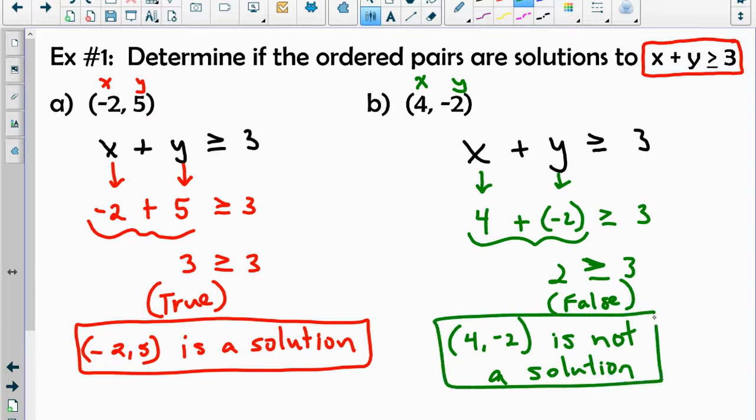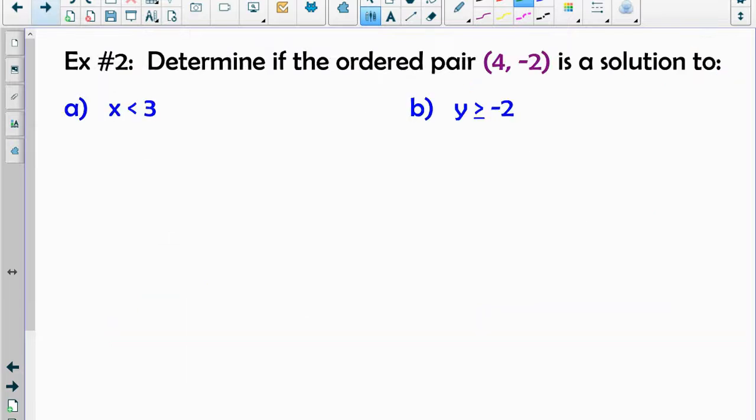All right, so if it makes the inequality true, the ordered pair is a solution. If it makes the inequality false, the ordered pair is not a solution. Now, for example 2, we have an ordered pair 4 comma negative 2, and we're going to determine if it is a solution to these two different inequalities.